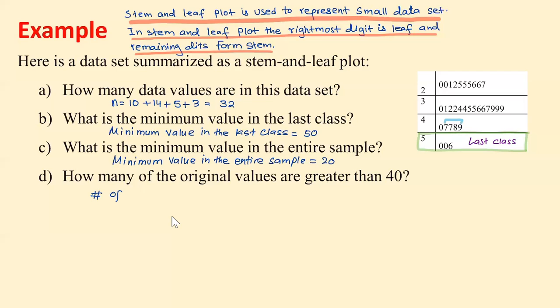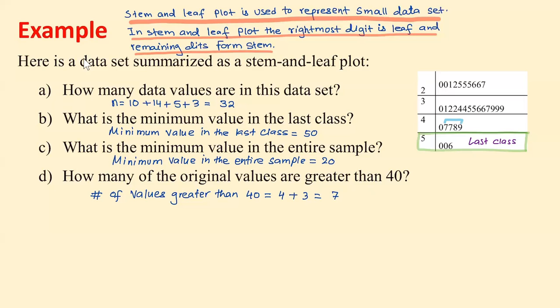Number of values greater than 40 is equal to 4 in the third line and 3 of them in the fourth line, which is equal to 7. So we are able to analyze the given stem and leaf plot and answer this question.